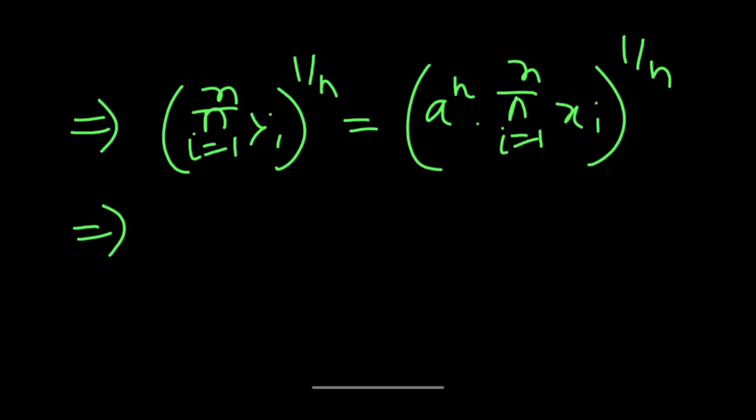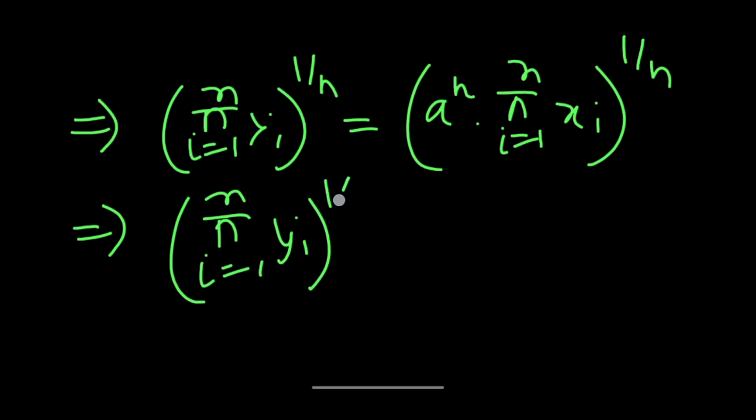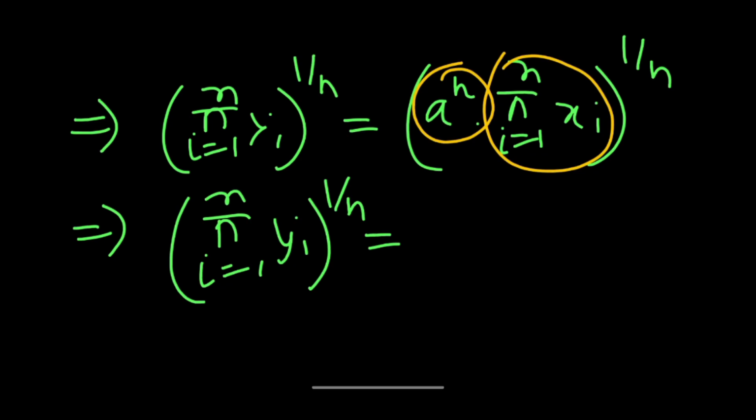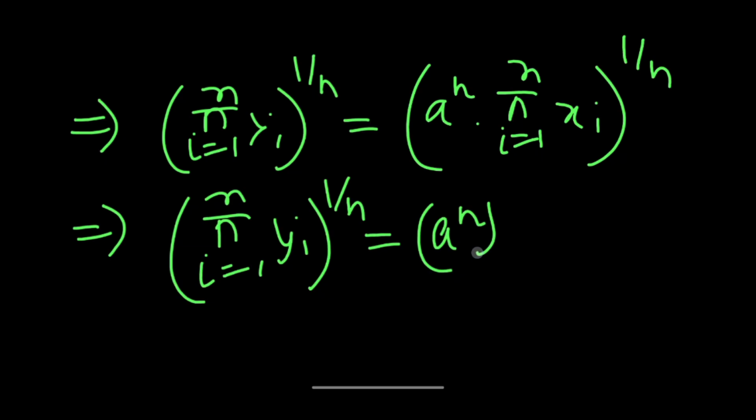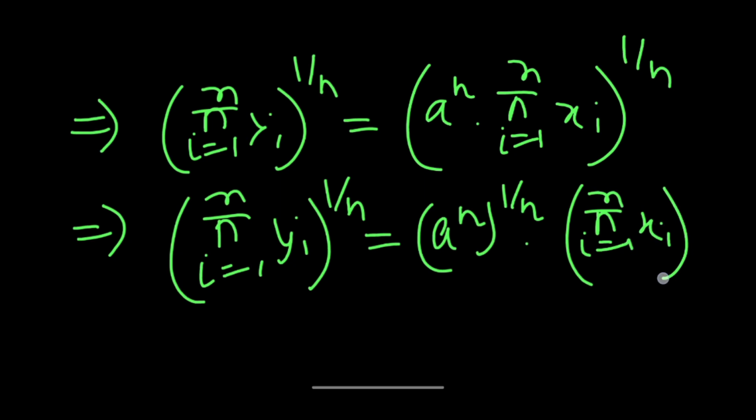Now in the next step, we will write the left hand side of the equation as it is. There is no change. But on the right hand side, we will segregate these two values and put 1 by n to each of them like this: a to the power n, to the power 1 by n, multiplied by the product for i equals 1 to n of xi, whole to the power 1 by n.